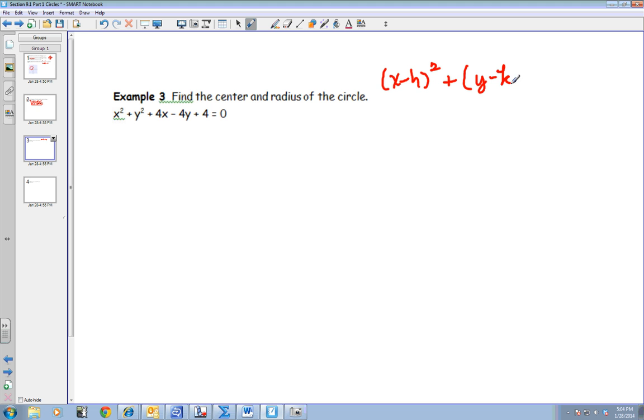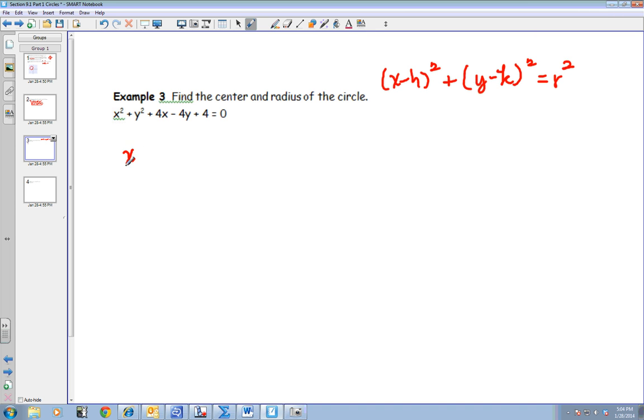(y − k) squared equals r squared. Okay, and it looks nothing like this. So this is where we're going to have to complete the square. When we're completing the square, first we're going to group together our x terms, group together our y terms, and our constants will always be on the other side of the equal sign. So that's the first thing I'm going to do.